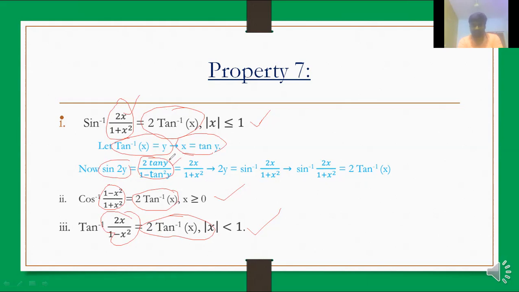Now tell me, tan y, what is the value? x. So 2x by 1 plus x square. Now if I write the 2y value, this sine goes outside. See, 2y equals sine inverse of 2x by 1 plus x square. Now tell me, what is 2y here? So 2 into tan inverse of x. See, I wrote here 2 tan inverse x equals sine inverse of 2x by 1 plus x square. Like that only we can prove.